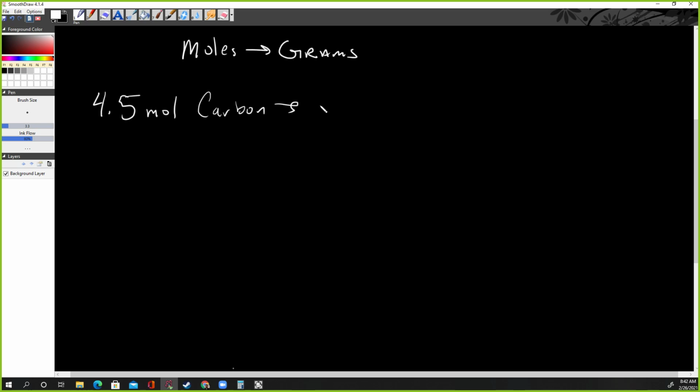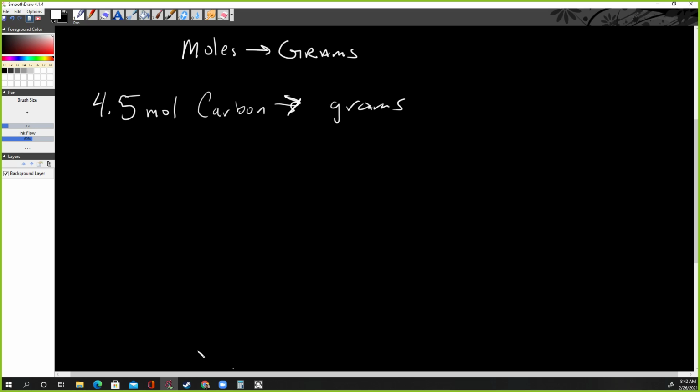So let's first go from moles to grams. If somebody said, hey, I'm going to give you 4.5 moles, and often it's just written MOL like that, moles of, I don't know, let's go with carbon. If somebody said, how many grams is that? So I give you 4.5 moles of carbon. That's a lot of atoms of carbon. And how many grams is that?